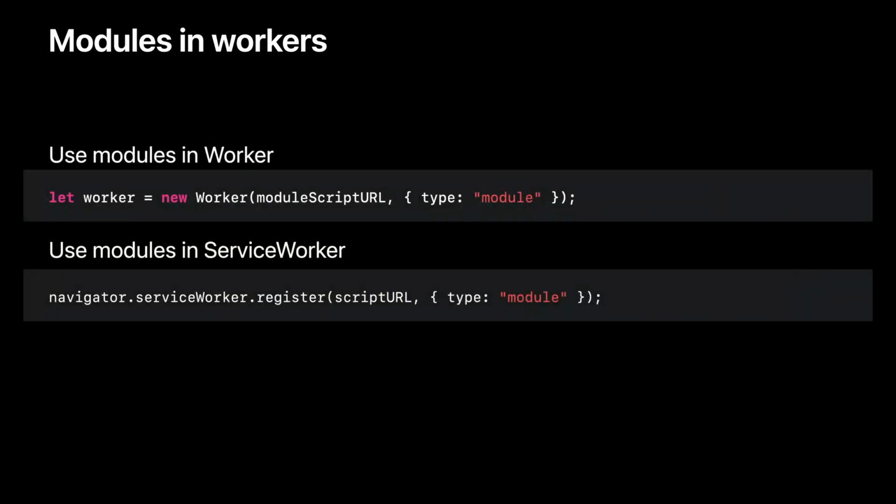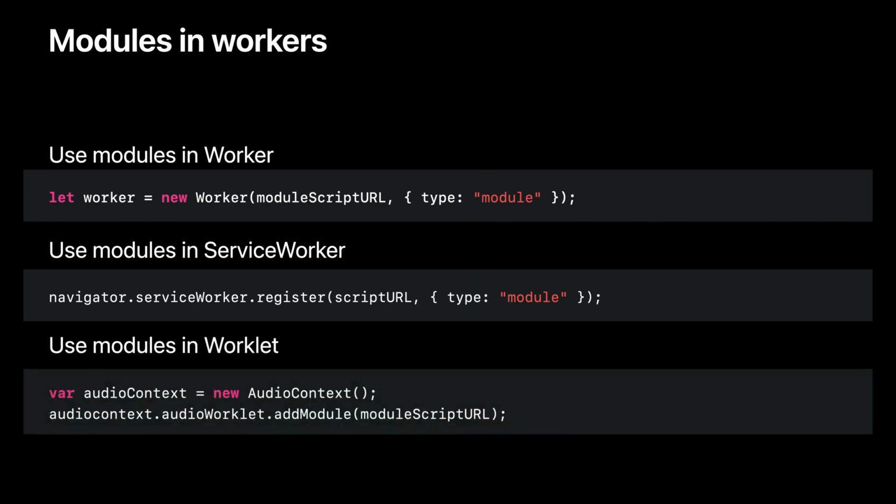Modules are now available in different types of workers, including web worker, service worker, and worklet. To create a module worker, for web workers and service workers, you need to specify type to be module in the options. For a worklet like AudioWorklet, you can use the addModule function. It's quite easy to create a module worker that helps speed up your application.